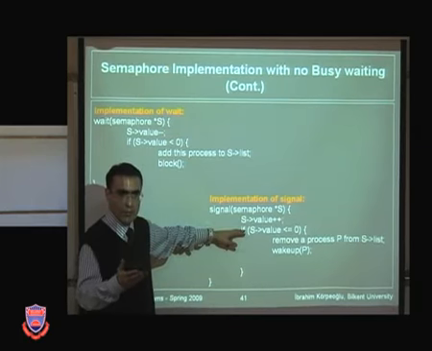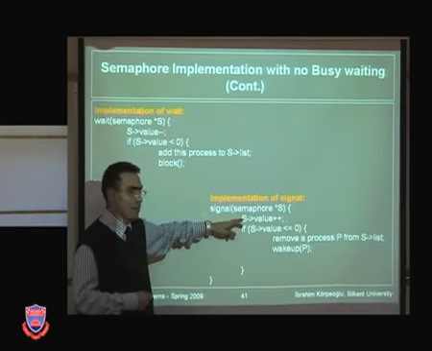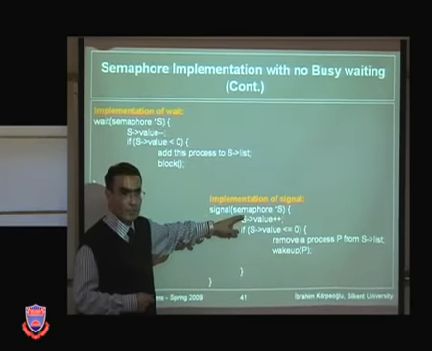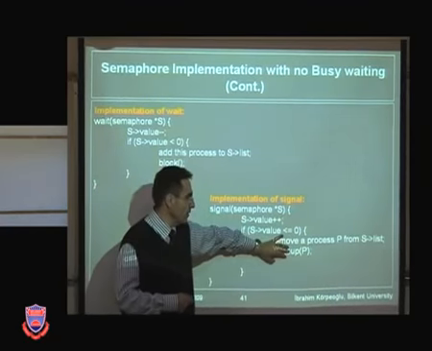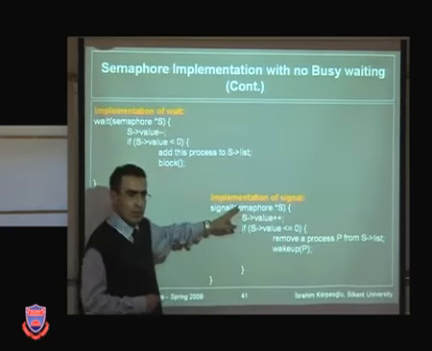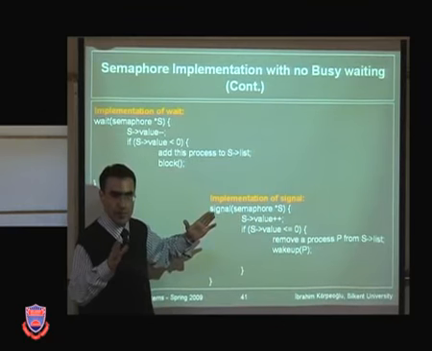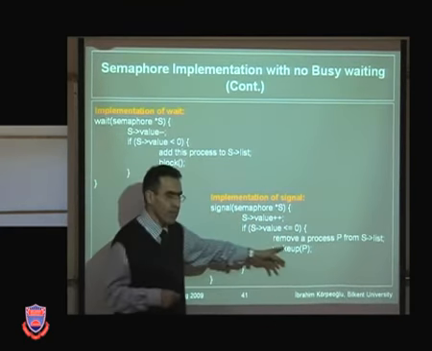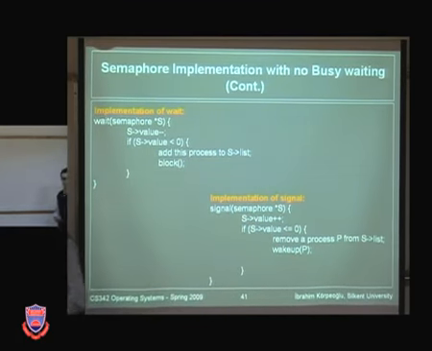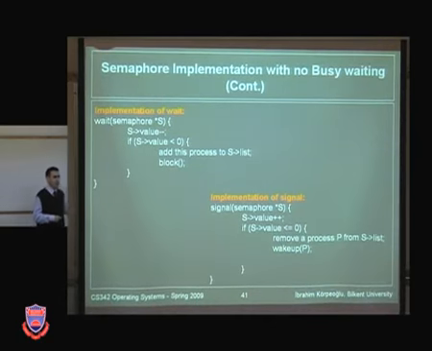Because the absolute value of 0 is 0, right? If, however, the value was -1, after incrementation it will be 0, so you will enter here. If the value was -1, that means there was one process that is sleeping. Then you will wake that process up. Is it clear how we can implement the semaphores inside the kernel?